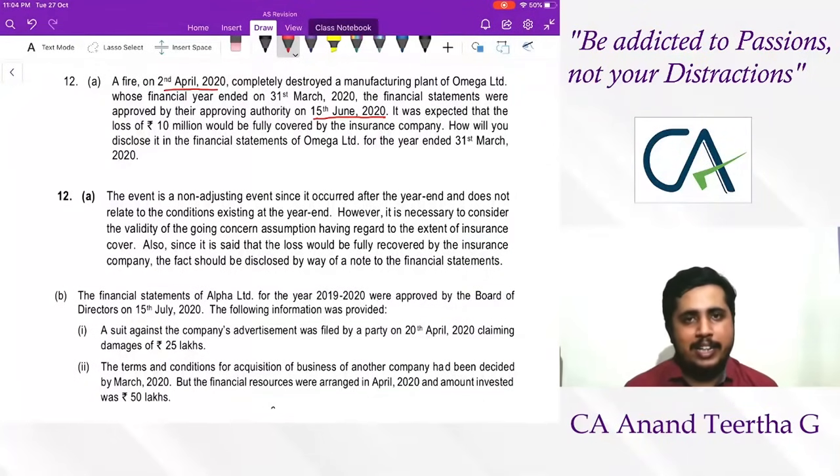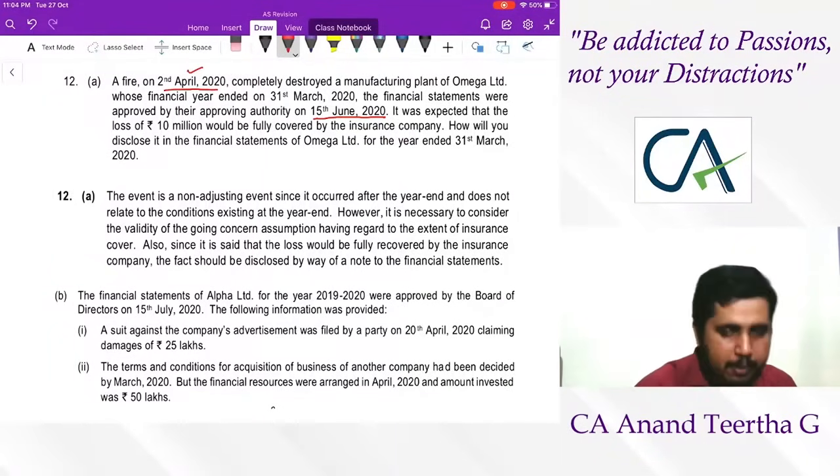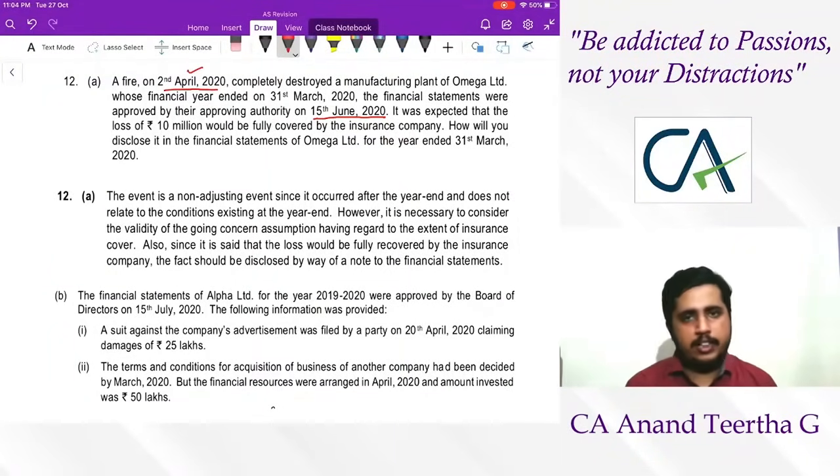So balance sheet date is 31st March 2020. Approval date is 15th June 2020. And the event is occurring on 2nd April. So balance sheet date 31/3, approval date is 15th June, which means it's an event occurring after the balance sheet date. It is in the coverage of AS4. It is happening in between.